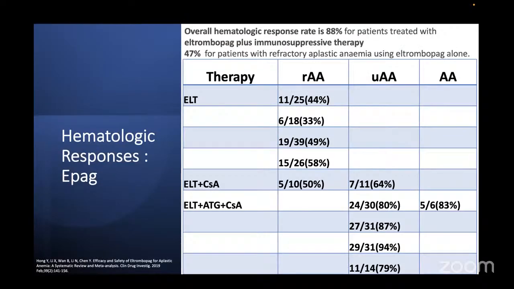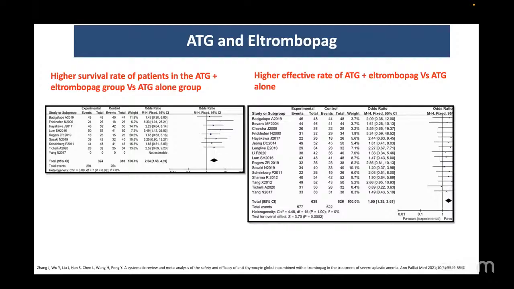So wonderful results. Overall hematologic response is 88% for patients who were treated with Eltrombopag with IST, and 47% for patients using just IST alone, which is not bad. So these are the hematologic responses seen in these particular patients. ATG and Eltrombopag: higher survival rate of patients in the ATG plus Eltrombopag group versus ATG alone group, for obvious reasons. And higher effective rate of ATG plus Eltrombopag versus ATG alone.